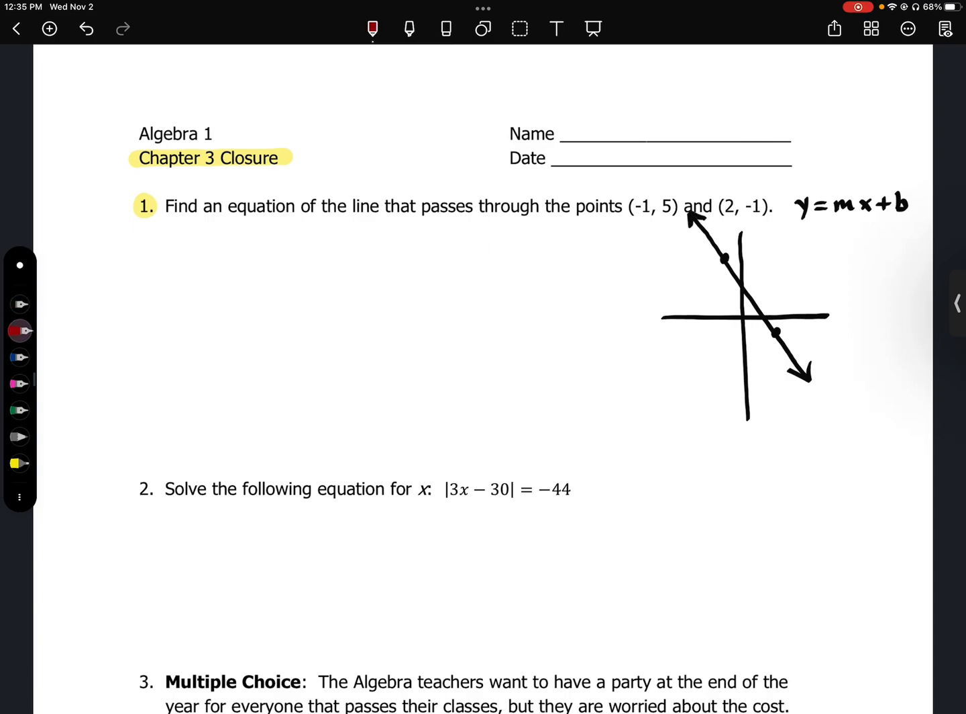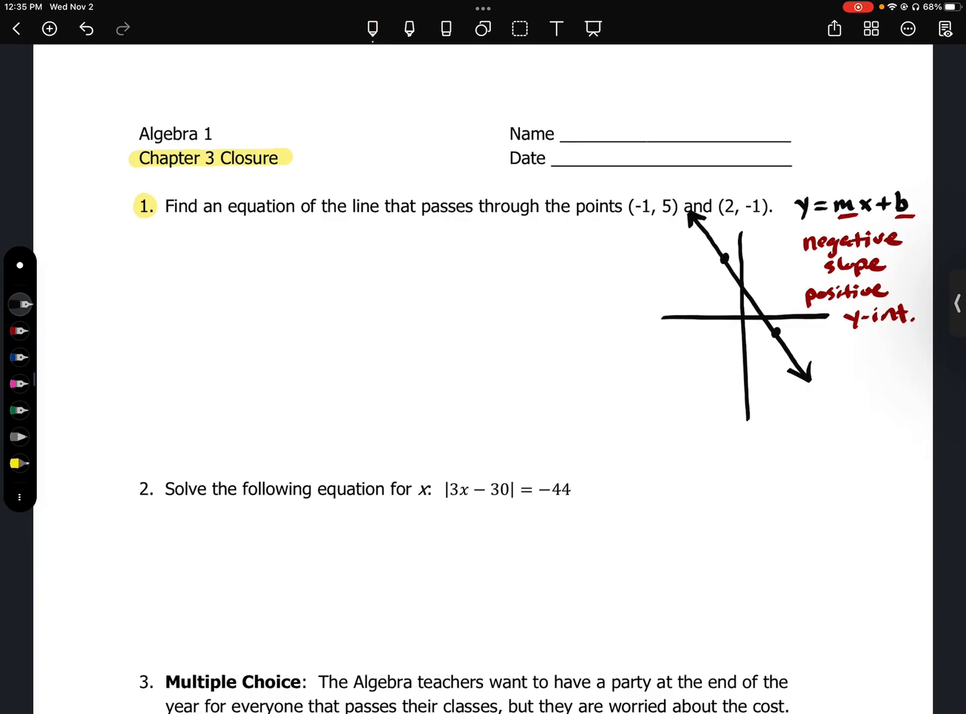So we already know, just based on that, that we should have a negative slope, right? Because our line is going down to the right, and we should have a positive y-intercept. Okay, so let's figure out what our values of m and b are going to be.